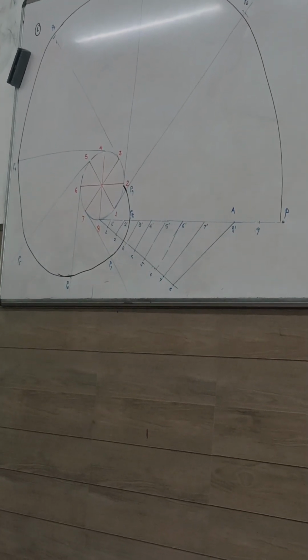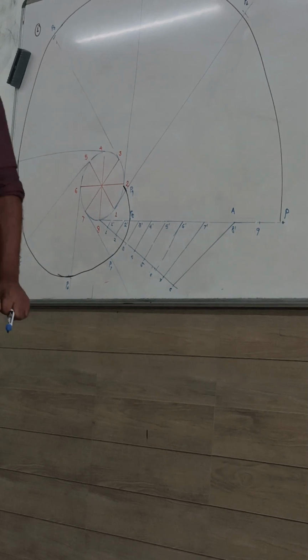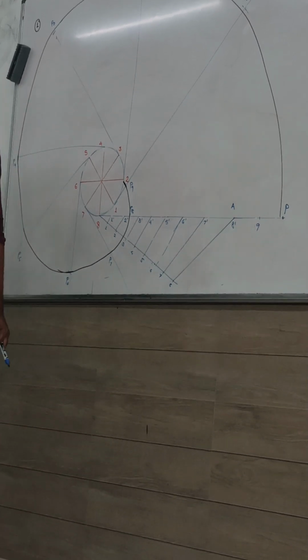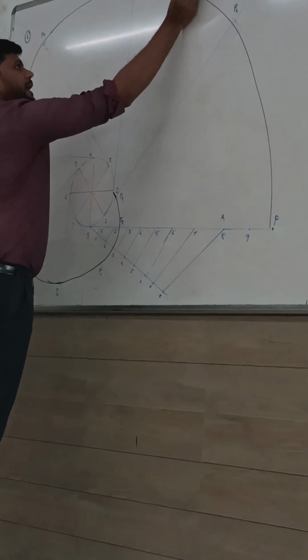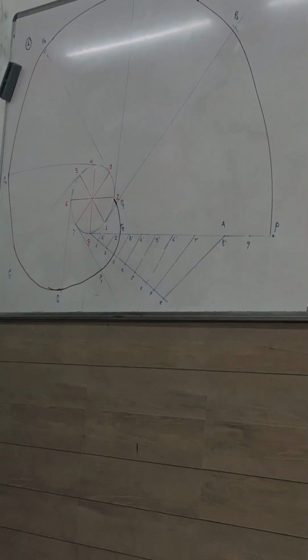So in this question, draw tangent and normal to the curve at any point. They are saying that draw at any point. So I will select this point for tangent and normal. This is point M. Okay? Point M from where we are going to draw tangent and normal.